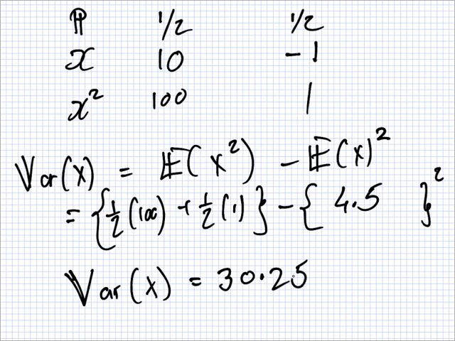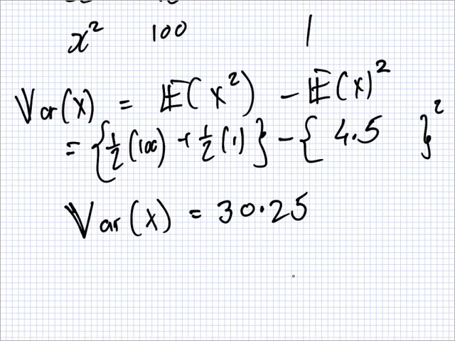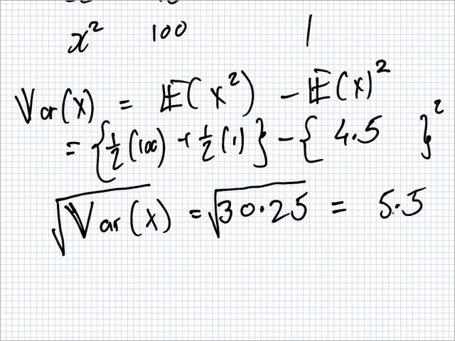30.25. Yeah. So, Victor, you asked me how to interpret this, okay? You have more interpretation with the square root. So the square root of the variance, what's that? It's about 5.6? 5.5. So this is how you interpret it.